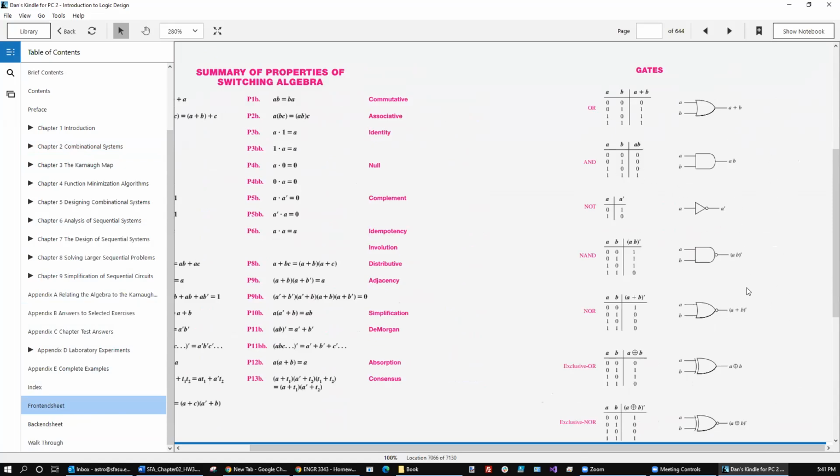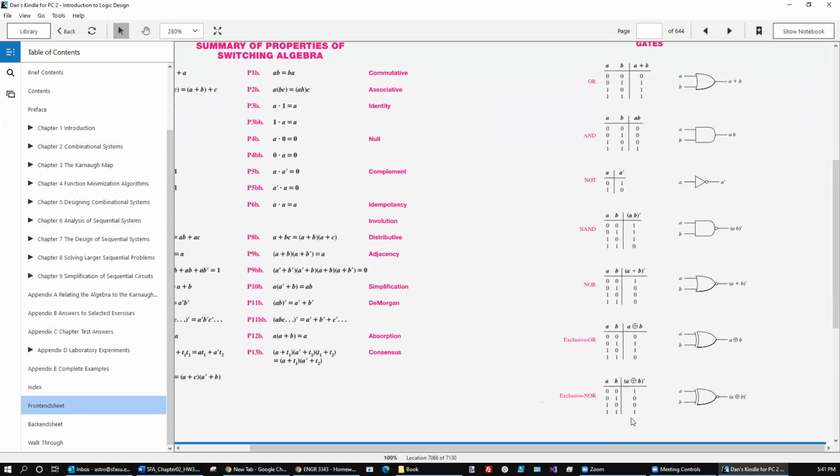So I think I've done all of those. Oh yeah, and even did the exclusive NOR down there too. All right, so I think I did all of that inside the cover of your textbook. It will be available to you as well during the exam. So you don't have to memorize this stuff, although it kind of helps to do that.